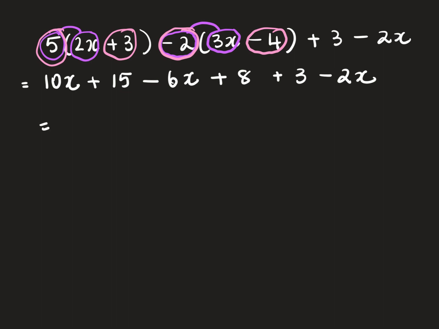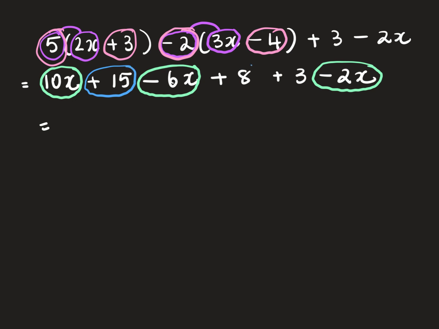Then the next thing that I need to do is identify those like terms. I'm going to circle in green all of my x's, remembering to hold that sign. That's right. And what else do I have? Oh, I have just numbers, so I'll do those ones in blue.